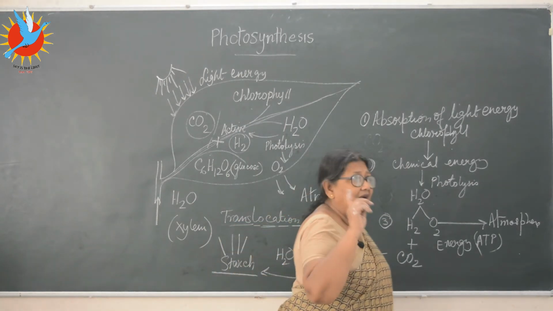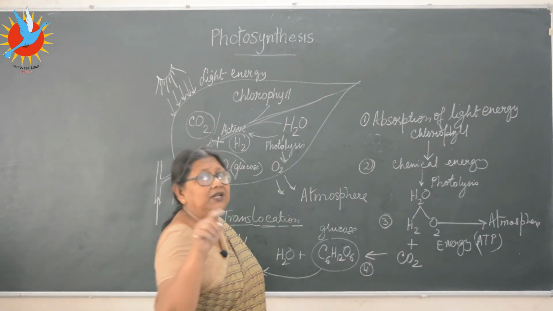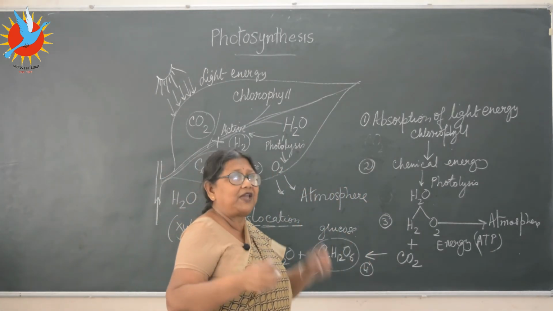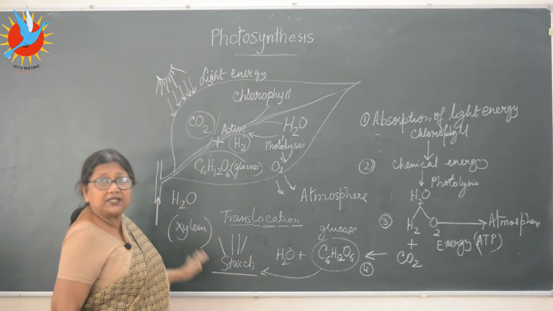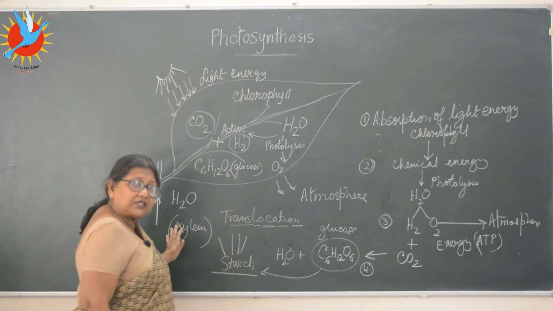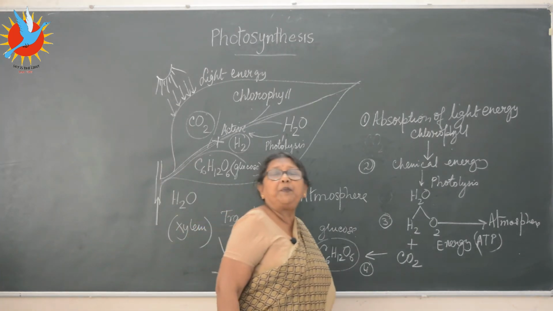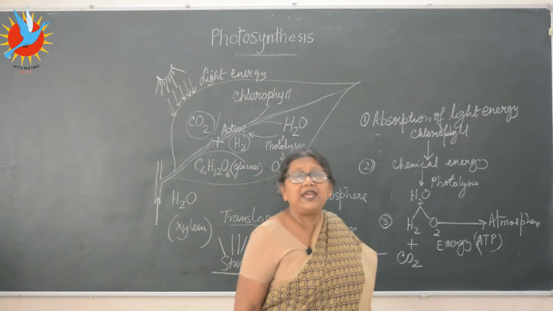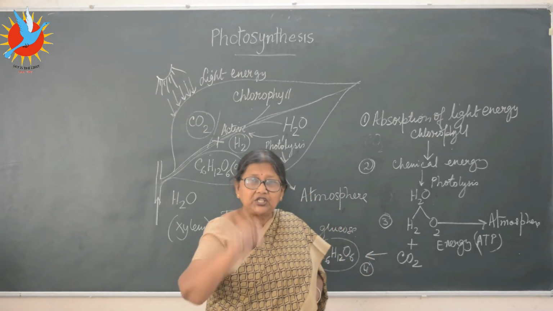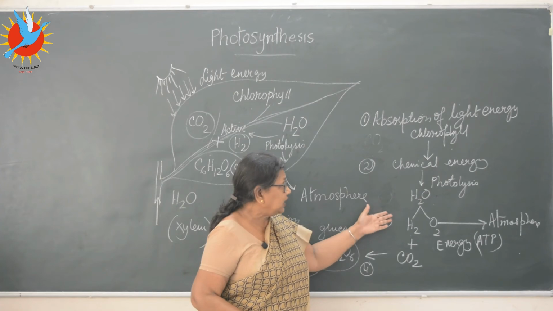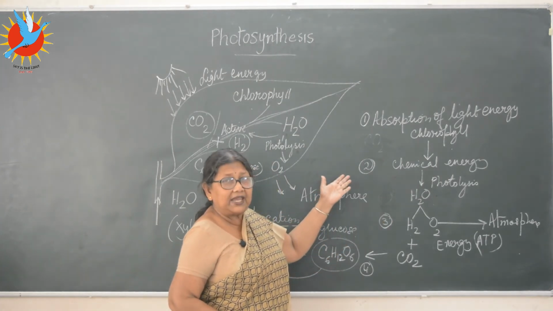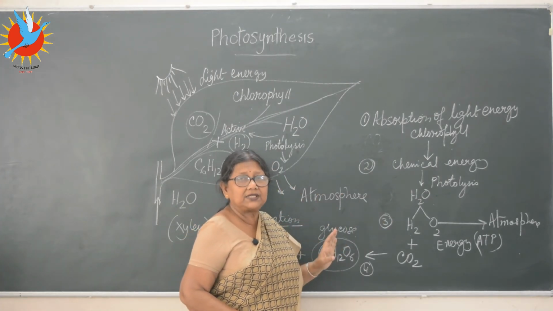Clear? So now I ask you a few questions, it can be a quiz, it can be viva questions also. You can explain what is photosynthesis. What is photosynthesis? The preparation of food by the green plants, especially the leaves, with the help of carbon dioxide and water during the daytime is called photosynthesis.